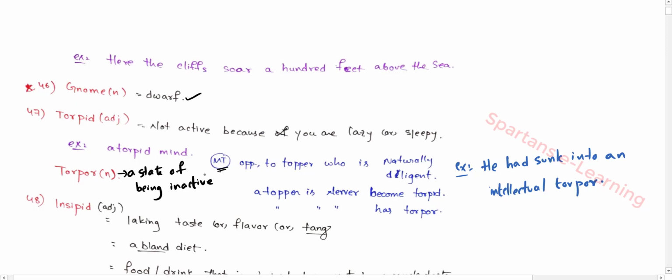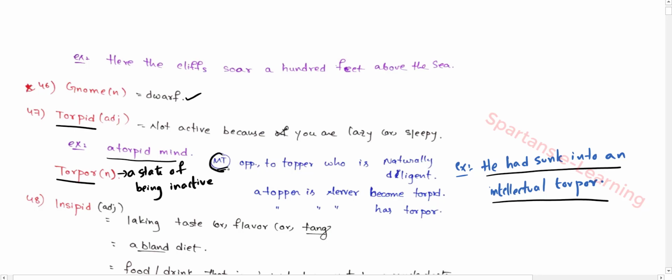Our next word is torpid. So you can memorize torpid and torpor together, right? Torpor is a noun, torpid is an adjective. Torpid means not active because you are lazy or sleepy. Example, a torpid mind. Similarly, torpor means a state of being inactive. Example, he had sunk into an intellectual torpor, right? So torpid, torpor means inactivity, being lazy or sleepy.